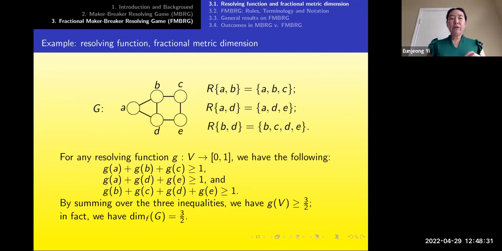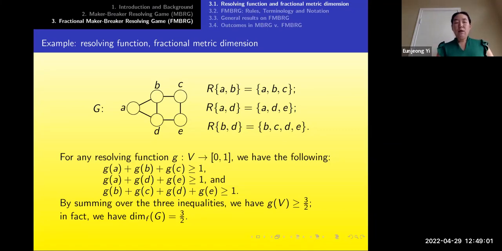Now, if you look at the vertices R of A comma B, that means the vertices that resolve A and B would be A, B, and C, because D would be at equidistance from A and B, as well as E is at the equidistance from A and B. And R of A comma D, the vertices distinguishing A and D, would be A, D, E. Now, if you look at two vertices B and D, the vertices that resolve B and D would be all vertices excluding A. A is the only one at equidistance.